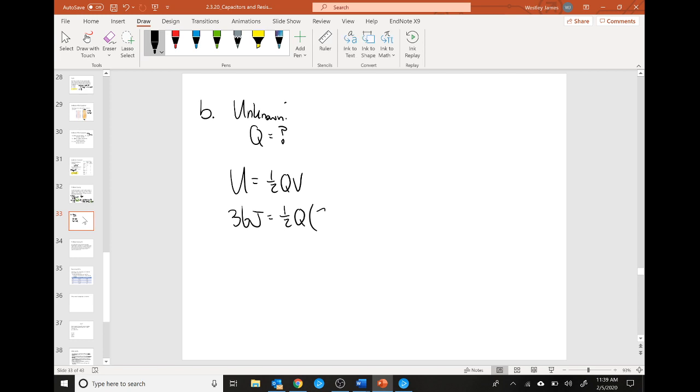If we wanted to use the exact value, it's off my calculator, so I'm going to use 3.8 e to the 3 volts. Therefore Q equals 2 times 36 divided by 3.8 e to the 3. And I use e times 10 to the 3. So you get 0.0189 coulombs.